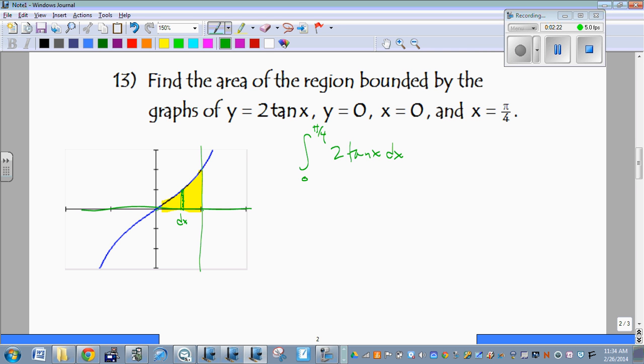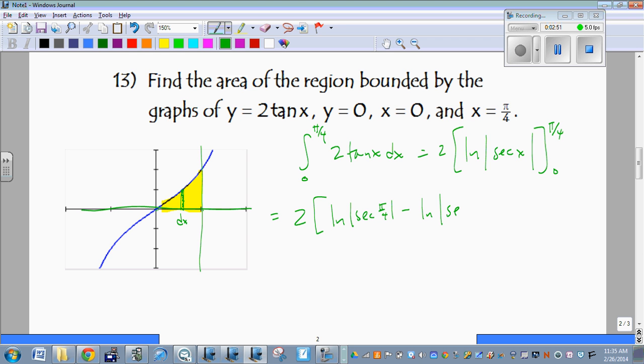So antiderivative of tangent we just talked about yesterday, we end up getting natural log of absolute value of secant of x. And we've got that 2 on the outside there. And we're evaluating this from 0 to pi over 4. So we have 2 times natural log of absolute value of secant of pi over 4 minus natural log of absolute value of secant of 0. So those are things we can figure out from the unit circle.